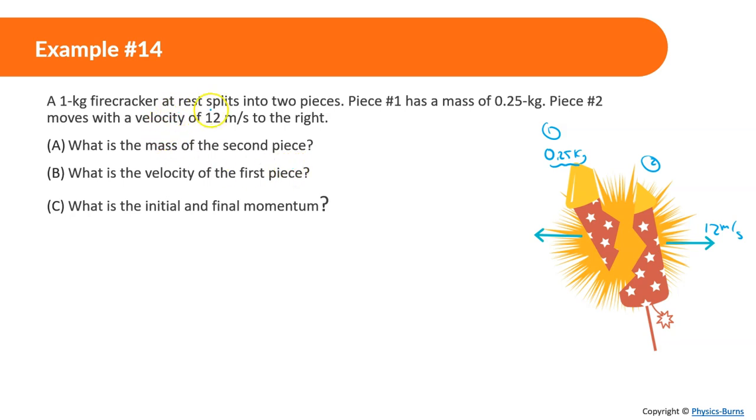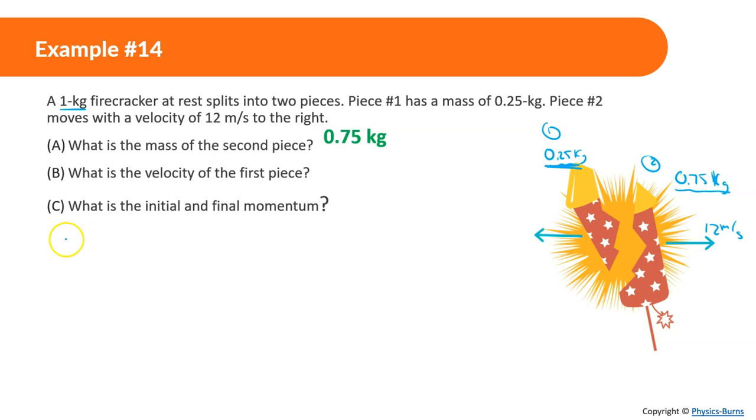Firecracker at rest splits into two pieces. Piece number 1 has a mass of 0.25 kilograms. Piece number 2 moves with a velocity of 12 meters per second to the right. What is the mass of the second piece? Sorry. So if this is 0.25 kilograms and this is 1 kilogram, that means this one has to be 0.75 kilograms, because kind of like what we learned about in chemistry a long time ago, mass cannot be created or destroyed. Okay, what is the velocity of the first piece?